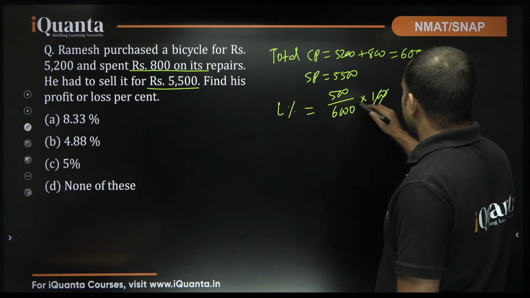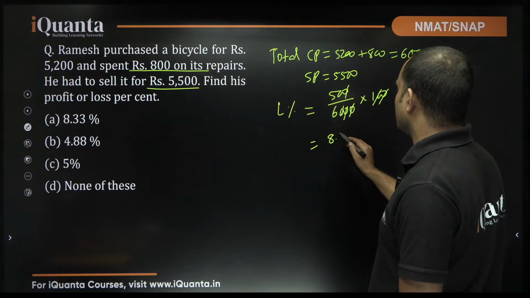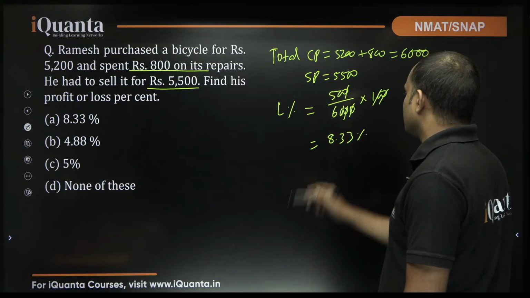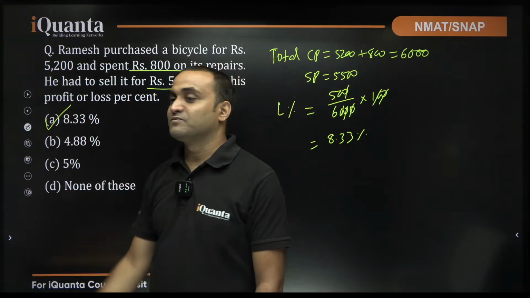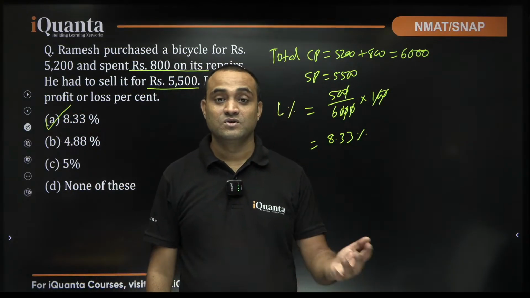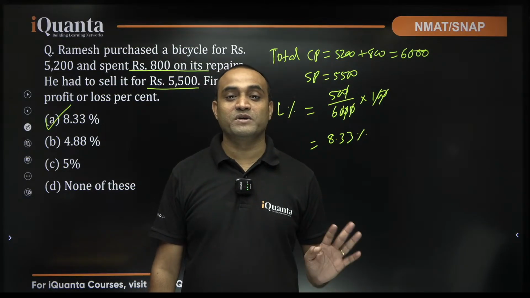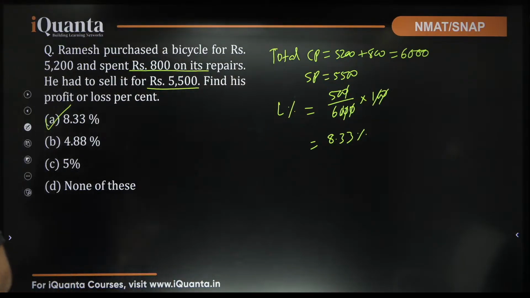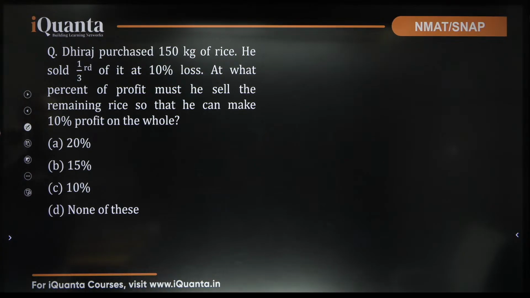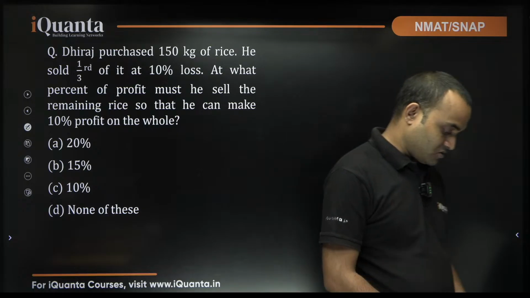So 0 cancelled out, 0 cancelled out. 50 by 6, which is equal to 8.33%, or 1 by 12. 1 by 12 is 8.33%. A loss of 500 is happening on 6,000, that is 1 by 12. If you know the conversion easily, again you don't need to use pen or paper to solve this question. So let's try the next one now.